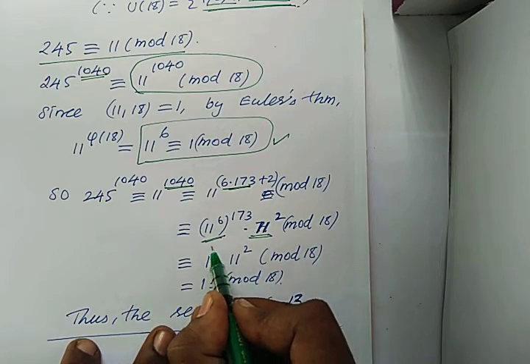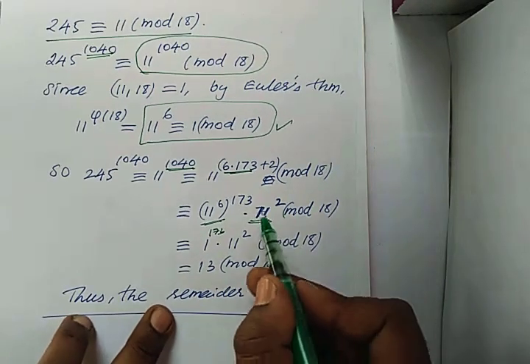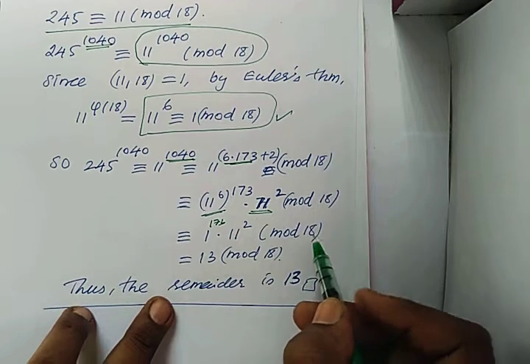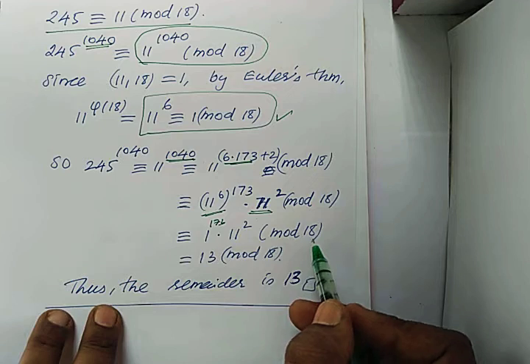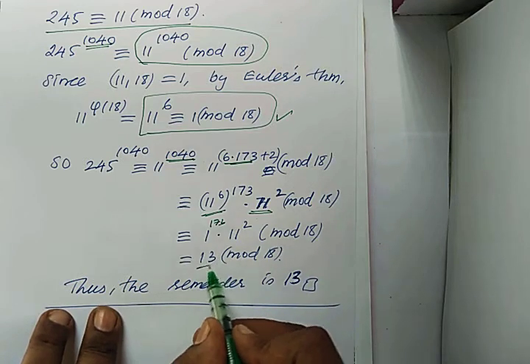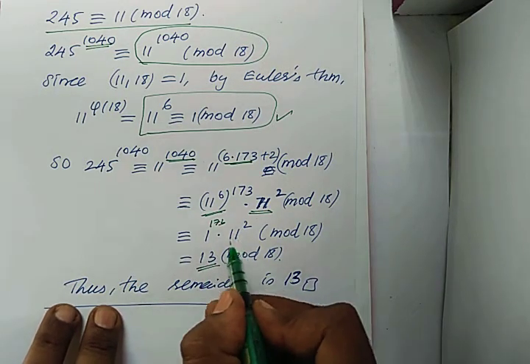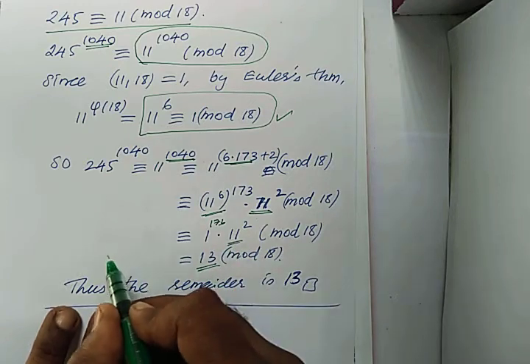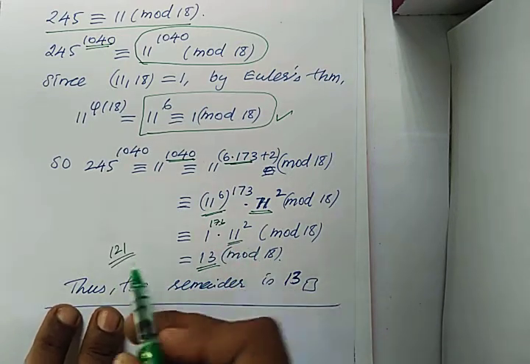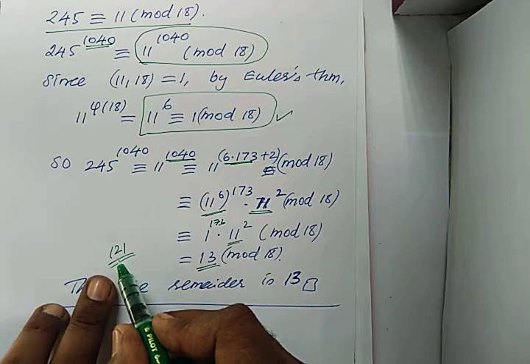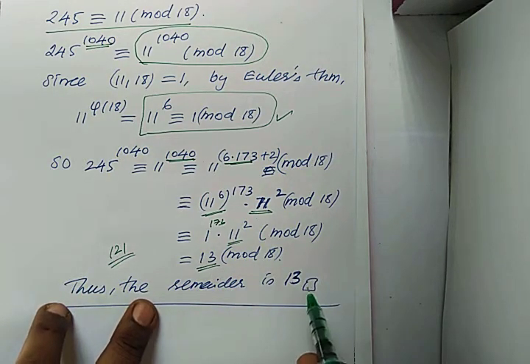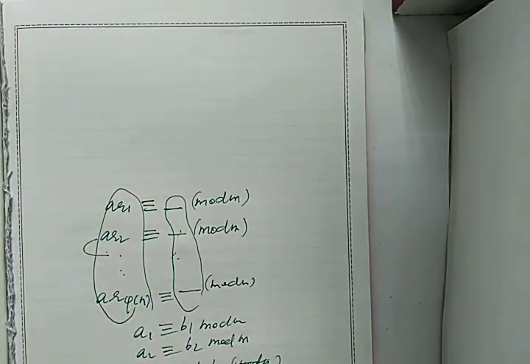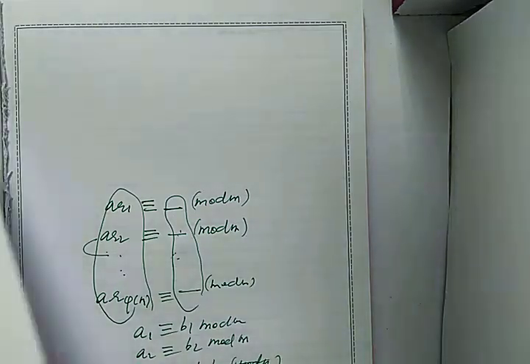So this comes to 1 to the power 173 into 11 squared mod 18. But 11 squared is 121. If you take the remainder when we divide by 18, we get 13. This you can do simply yourself. If you divide 121 by 18, you will get the remainder 13. Thus the remainder is 13. Let us solve one more problem, and before that let us see a theorem now.